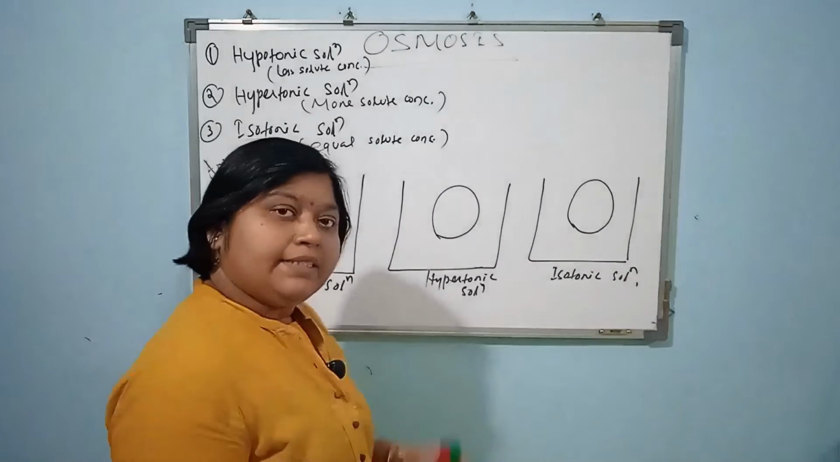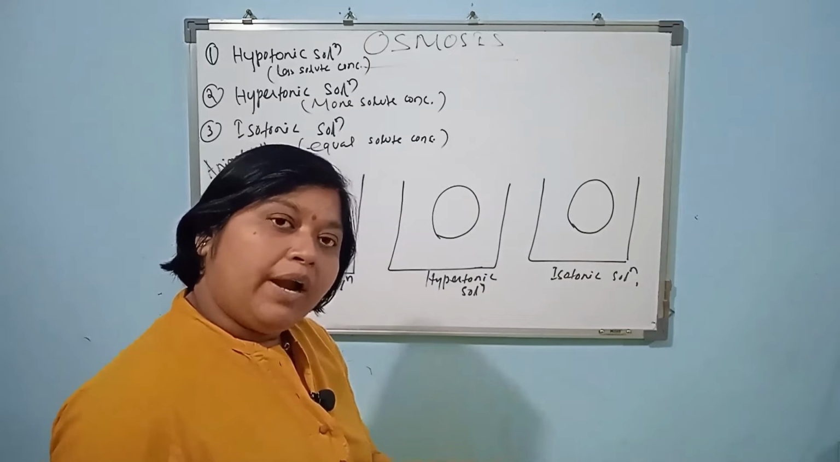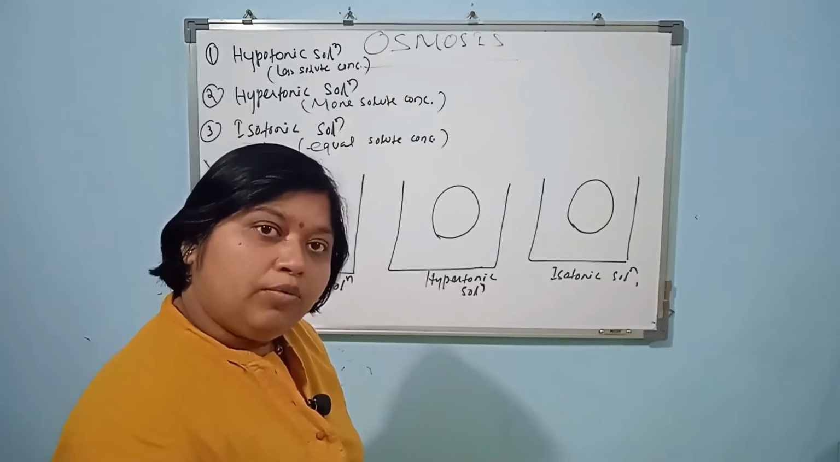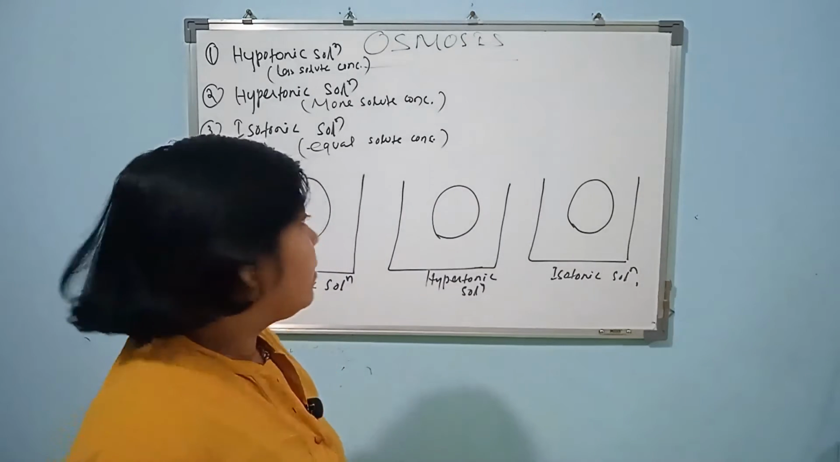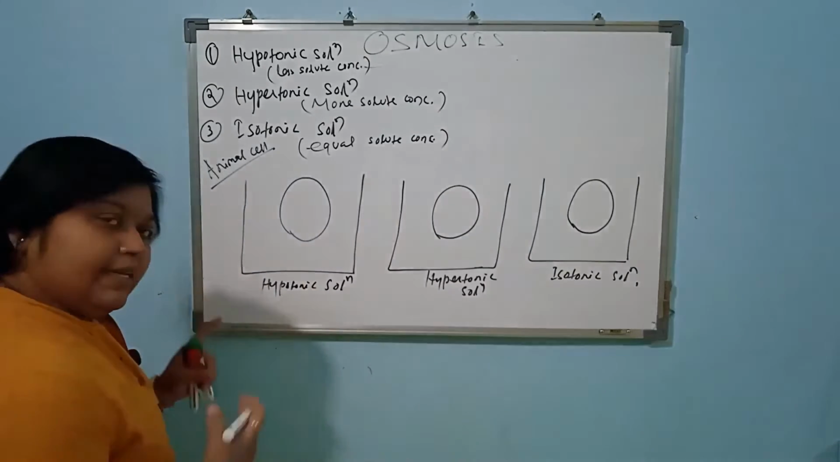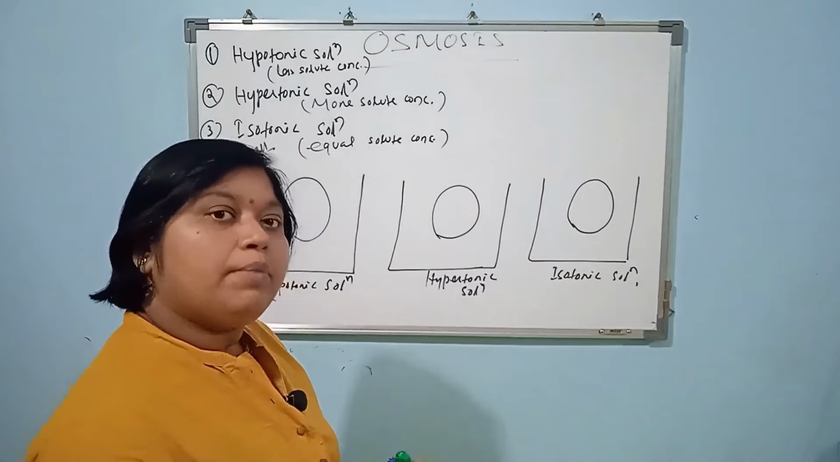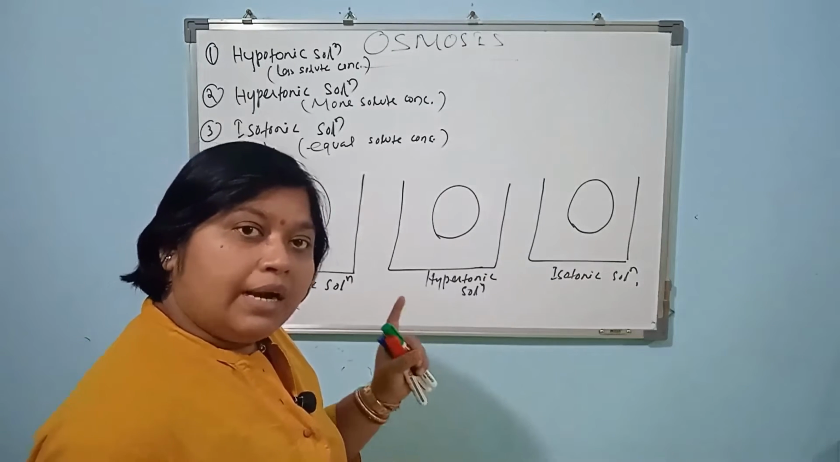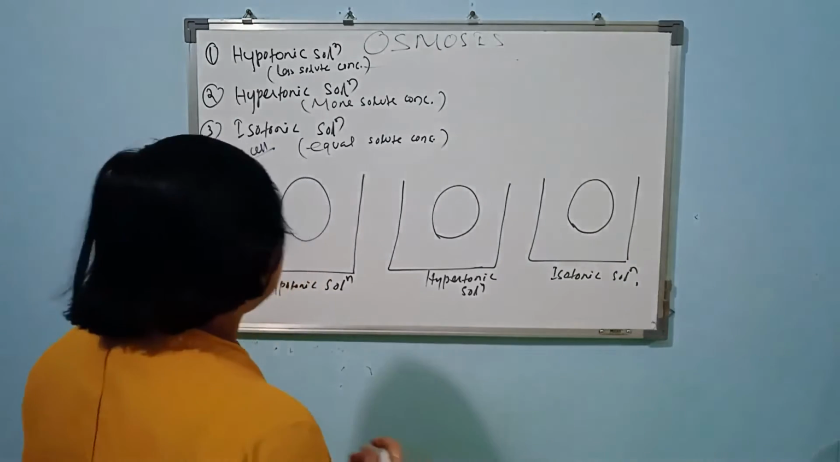In an animal cell, the cell membrane is the outer membrane, but in a plant cell you will find cell membrane along with cell wall, and the cell wall is present outside the cell membrane. The cell membrane is selectively permeable in nature, but the cell wall, which is the outer layer of the plant cell, is permeable in nature.